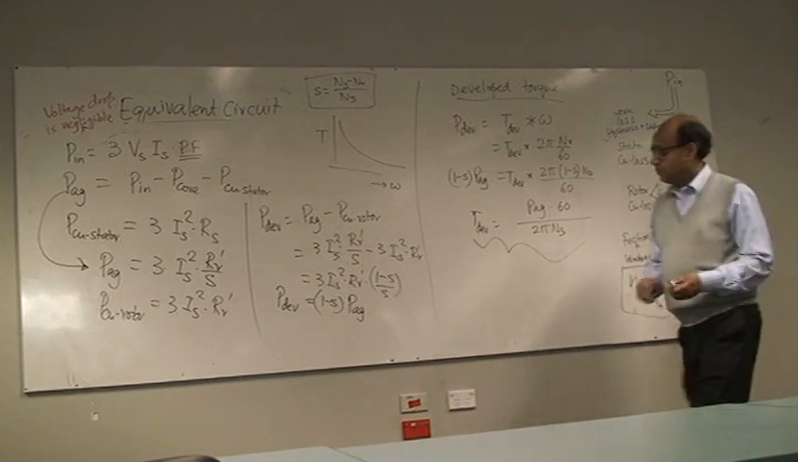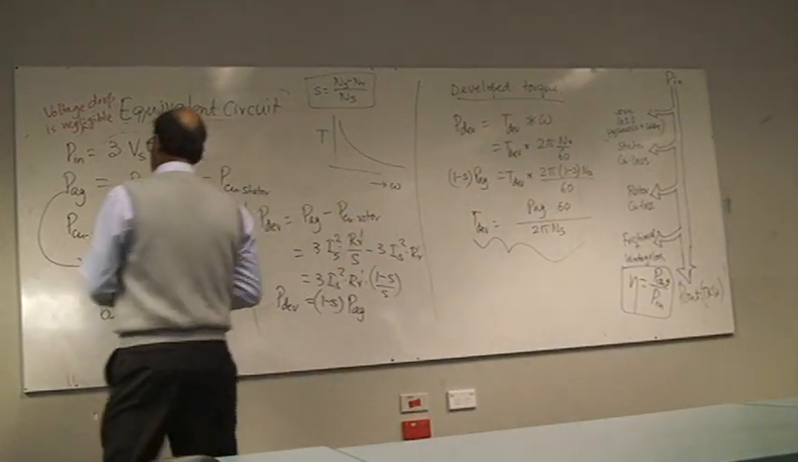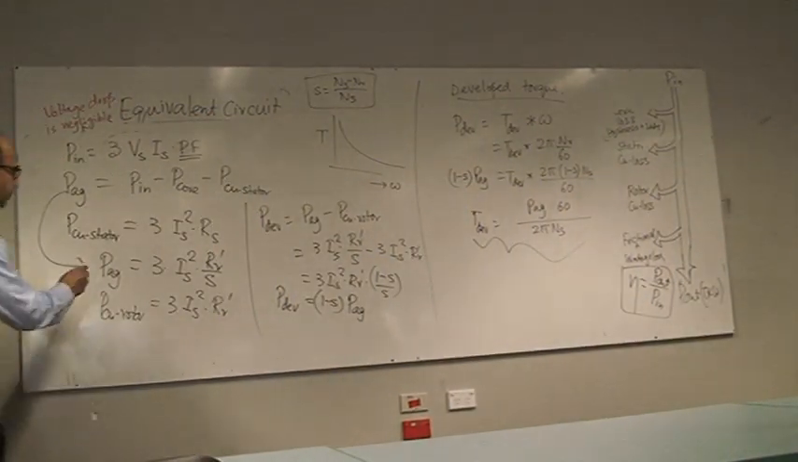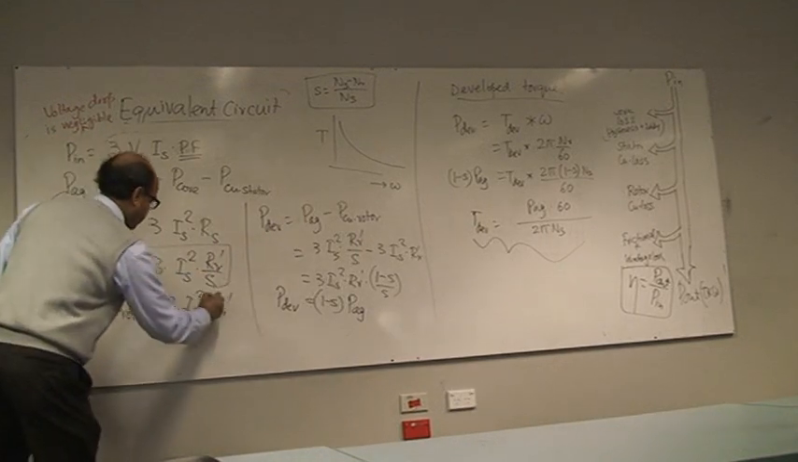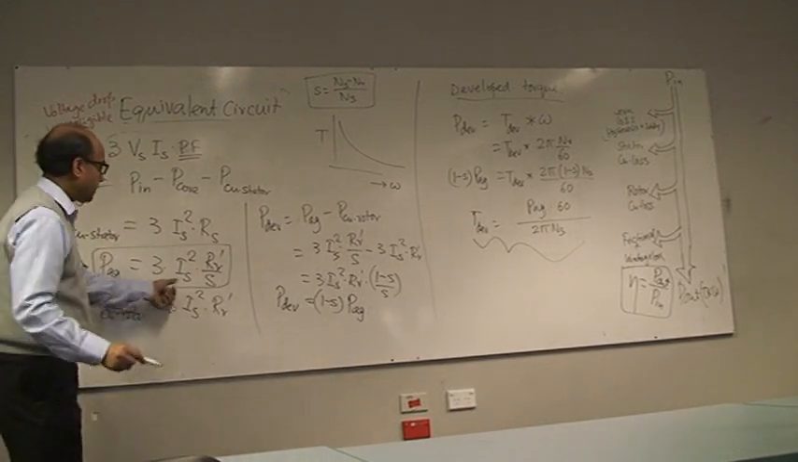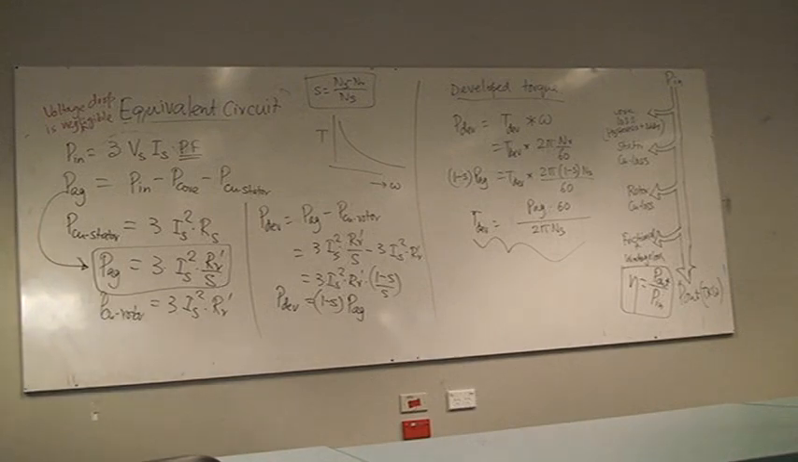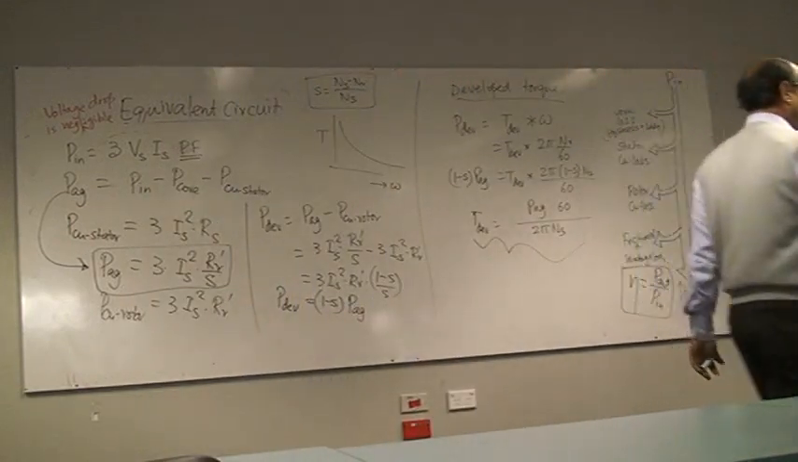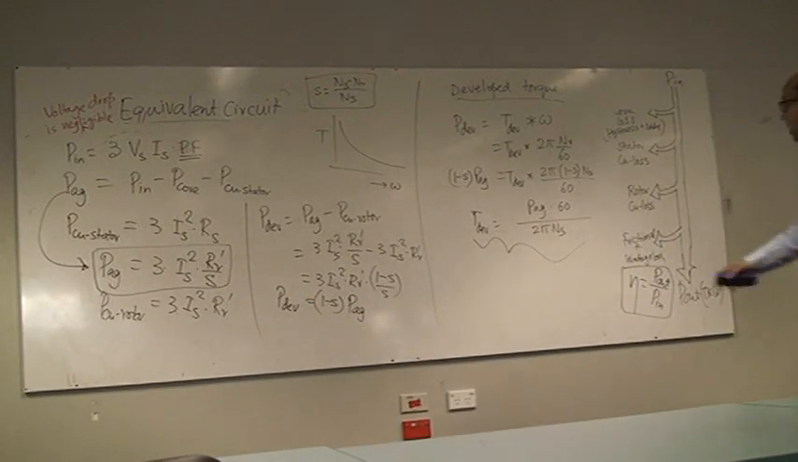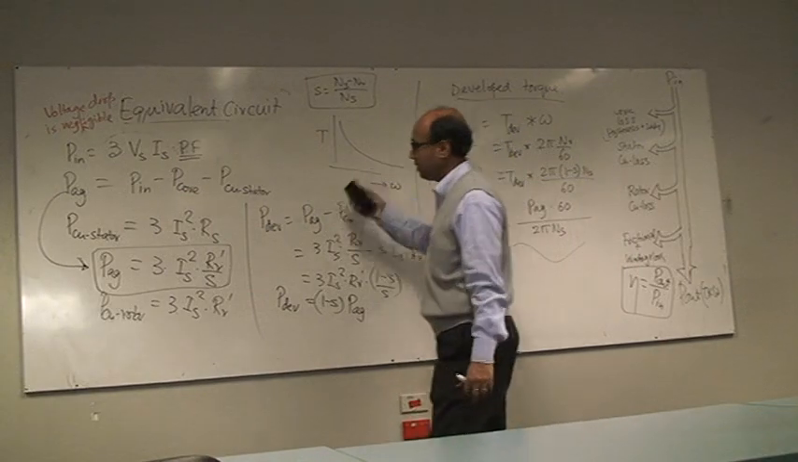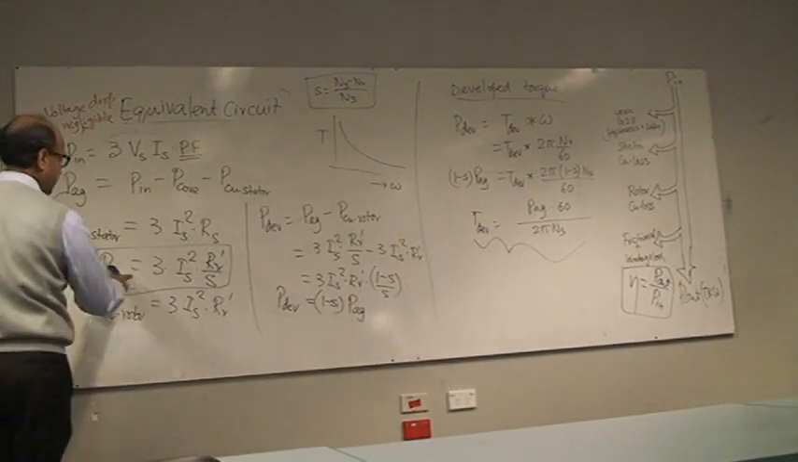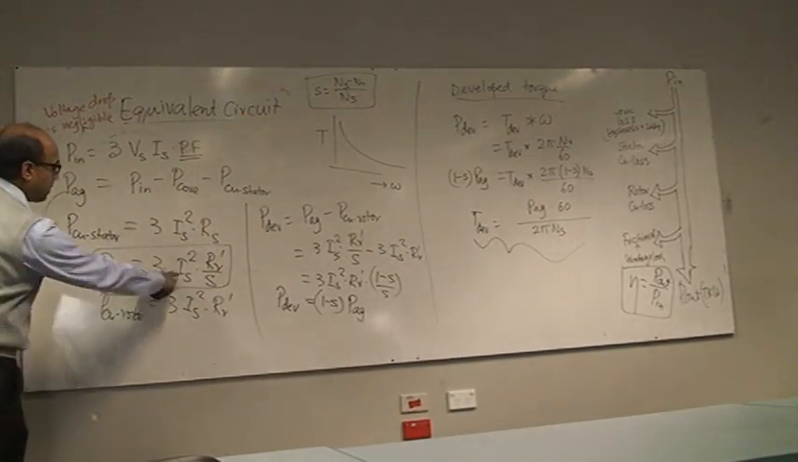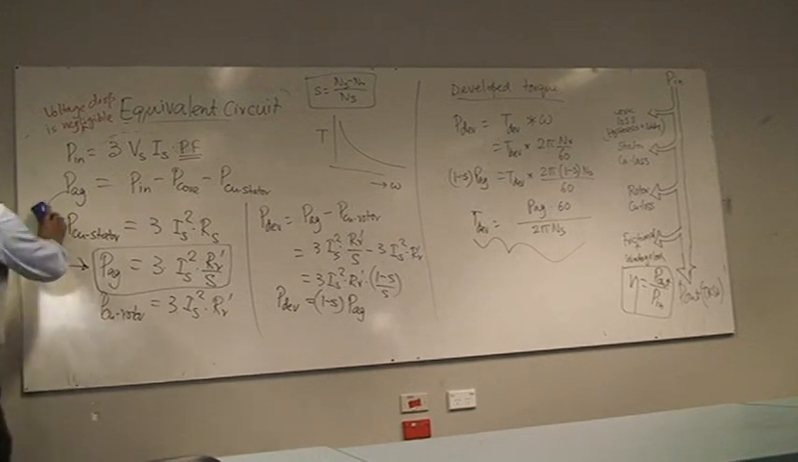Okay, so what is my P air gap? If you remember, P air gap is this one, 3 I square R dash by s. So what is your I s? So I will use this one. So remember this one. This is our equation. P air gap is 3 I square R dash by s.